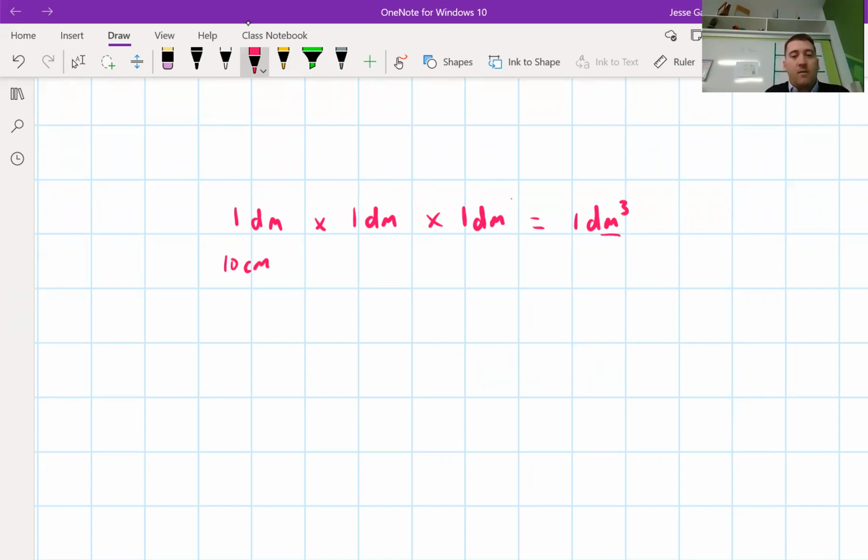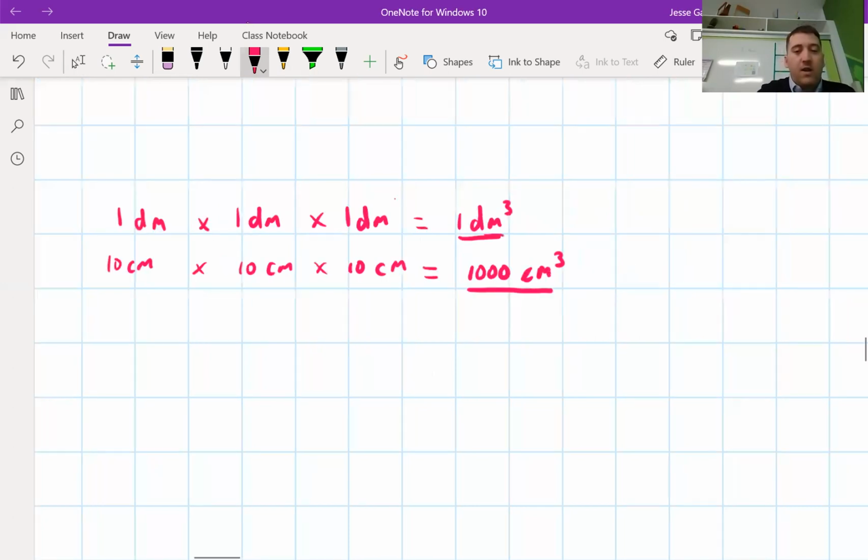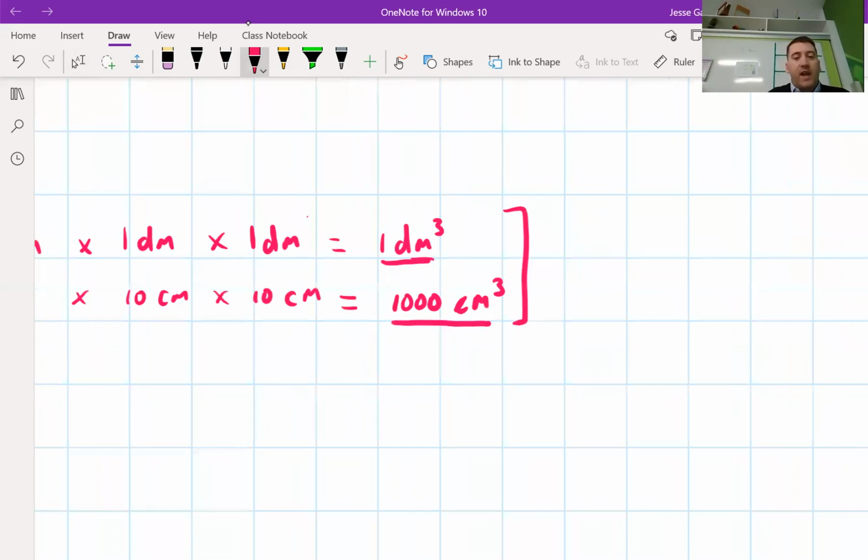And that's the same as saying 10 centimeters times 10 centimeters times 10 centimeters is equal to 10 by 10 by 10, which is going to give you 1,000, and that's cm cubed. So these two things are the same thing. 1 decimeter cubed is equal to 1000 cm cubed, apologies.